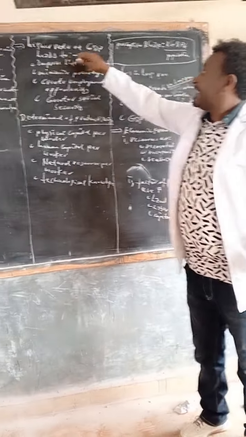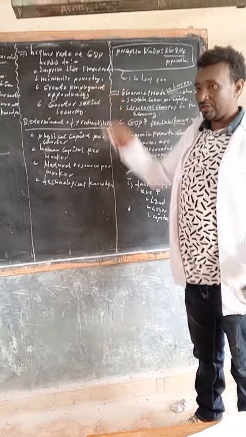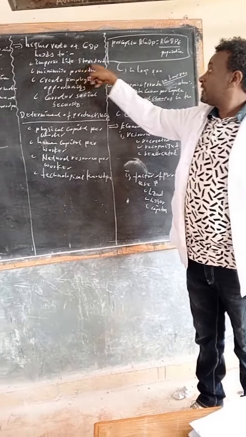Or the higher rate of GDP. If the GDP for a given country is increasing, what happens? The following. The first one is improved living standards.